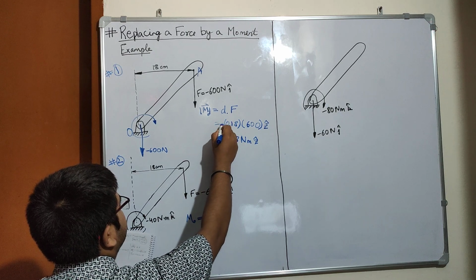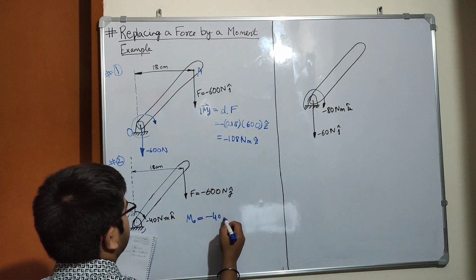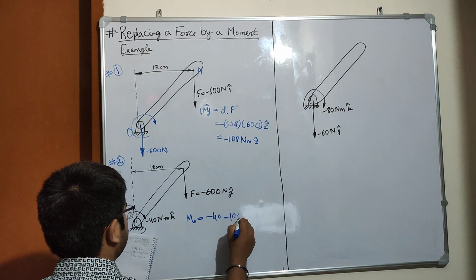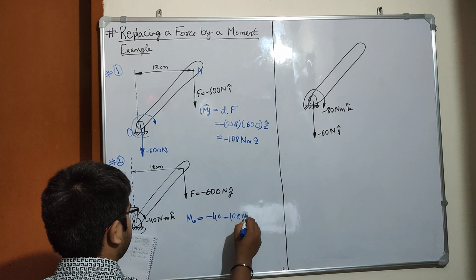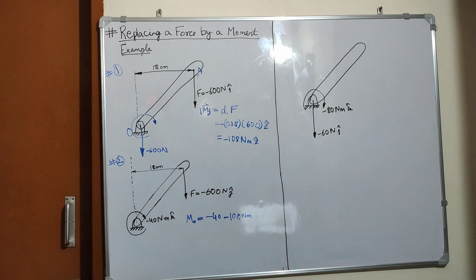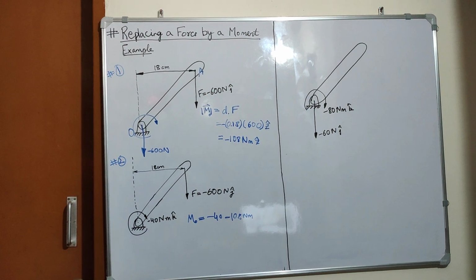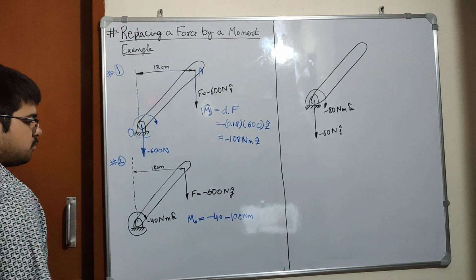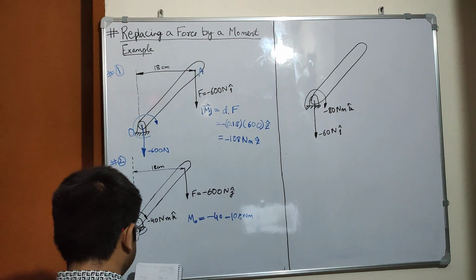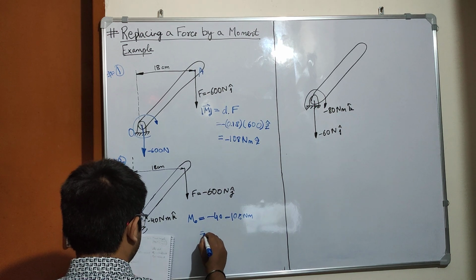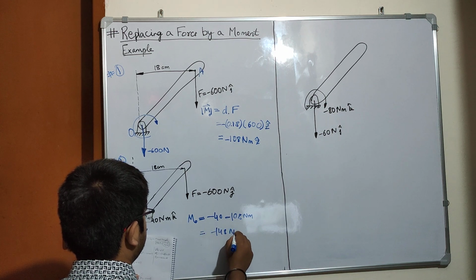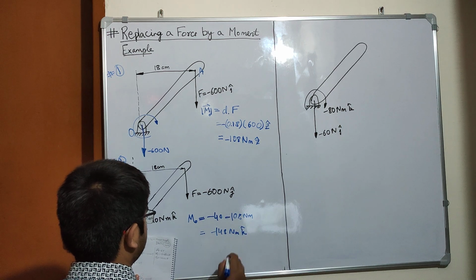This was minus here, minus here, minus here, and minus here, 108 Newton meter. So this is M_O equals minus 40 minus 108 Newton meter. That will give us minus 148 Newton meter K cap.